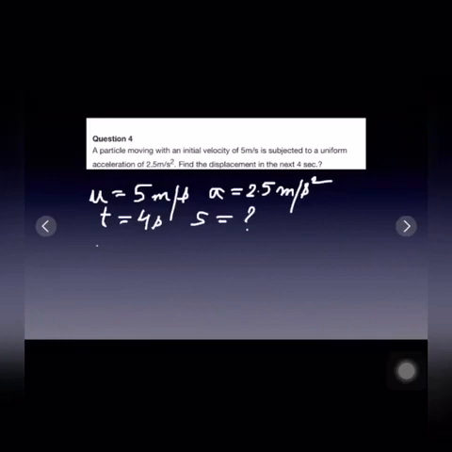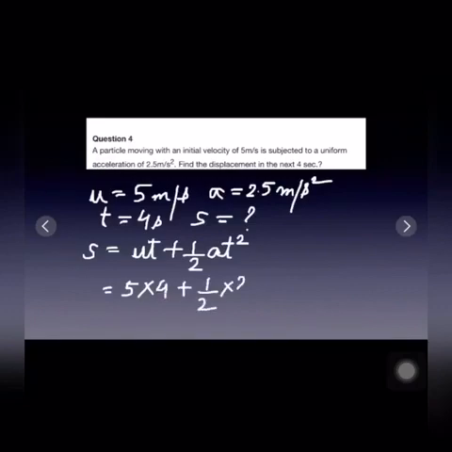So now by applying the second equation of motion, which is S is equal to ut plus half at square, we put the values for u, t and a. And when we solve this equation, we get displacement as 40 meter, which is the answer. Don't forget to write the units.